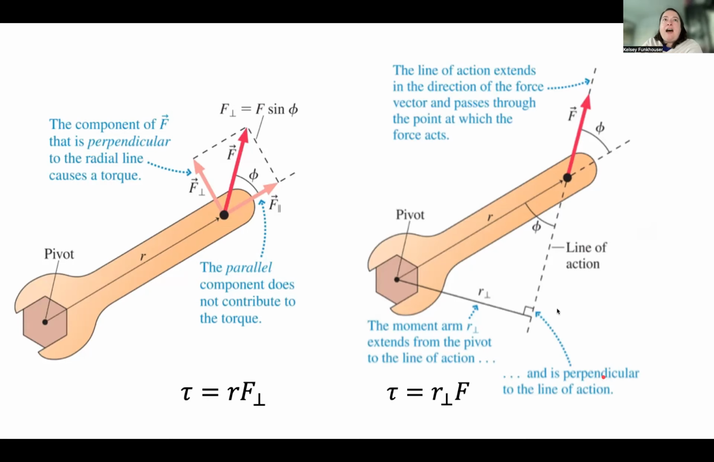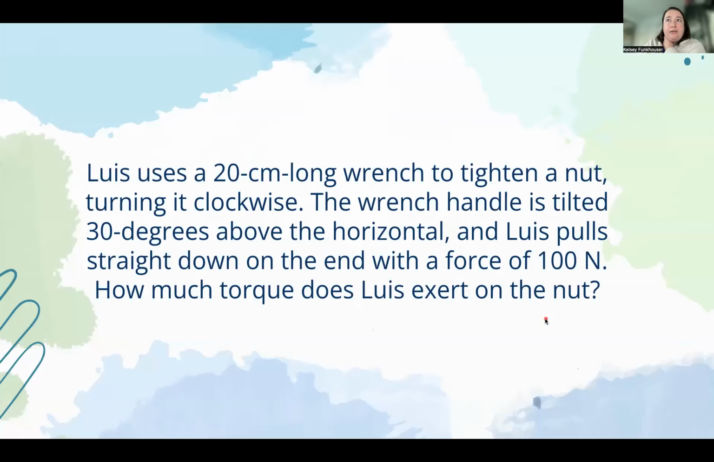You can figure out what the angle is between the force and the radial line, but you can also save yourself time by just finding the perpendicular component of either the distance, so R, or the force. So this one here is the perpendicular component of the force. And then here we also have the perpendicular component of the distance. We're going to do an example that kind of just highlights that a little bit.